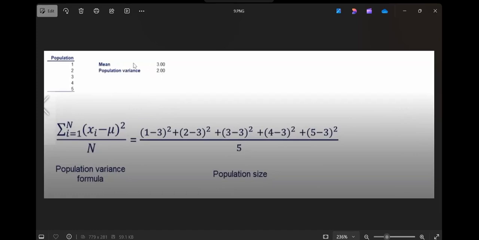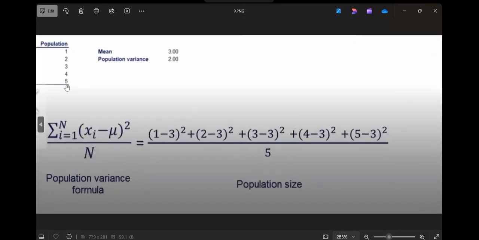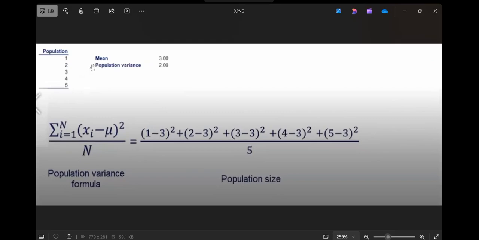Are you clear? I have a data set with 5 records. I computed the mean and got 3. I got the variance as 2. My question: don't you think 2 is close towards the mean? That's called variance; 2 is close towards 3. Understand the concept? This is called population variance.